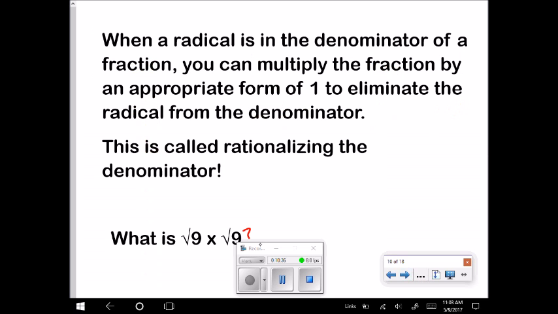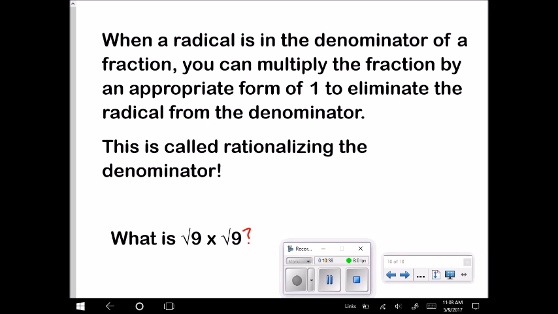So when a radical is in the denominator of a fraction, we can multiply the fraction by an appropriate form of 1 to eliminate the radical from the denominator. It's called rationalizing the denominator. So what you need to understand is whenever you're multiplying something like 2 over 2, essentially you're multiplying by 1, but we might make it look a little different than 1 to help us get where we need to be, and you'll see what that means in a second.